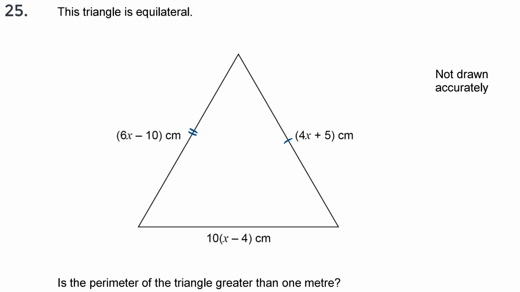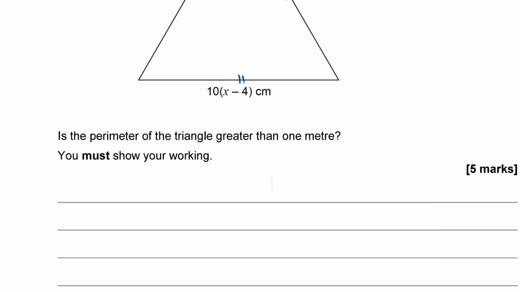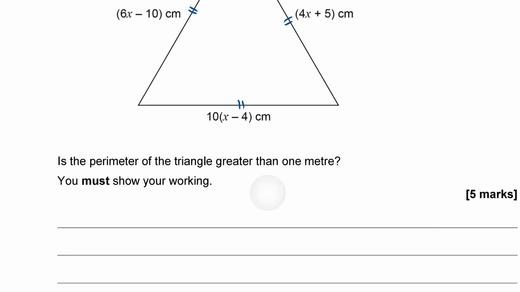So this one is equal to this one is equal to this one. So that means that those 3 algebraic expressions must be equal to each other. So 6x minus 10 has got to be equal to 4x plus 5, which has got to be equal to 10 lots of x minus 4. Now it's not so easy to work with 3 parts of an equation like that.